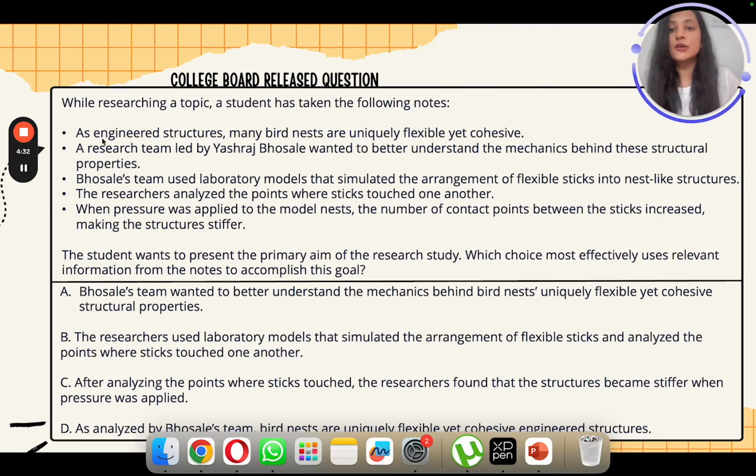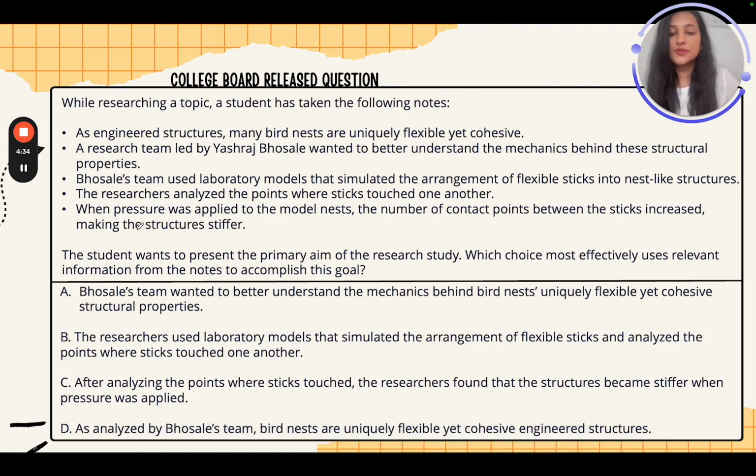Now, this is a rhetorical synthesis question that's been released by College Board. Let's just understand the structure of this. This particular sentence, which says, "While researching a topic, a student has taken the following notes," almost always stays the same. This never changes, right? And like I had already mentioned, these are basically some notes taken by the student on a particular topic, right? So these are the bulleted points. You don't really have a text over here. You have bulleted points.